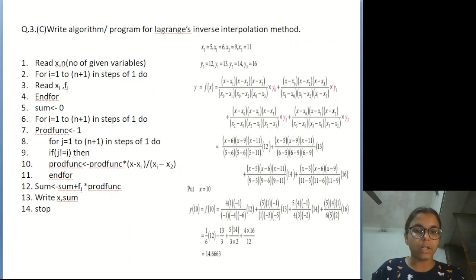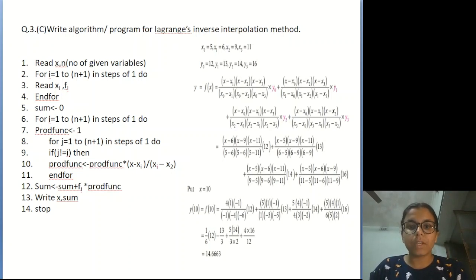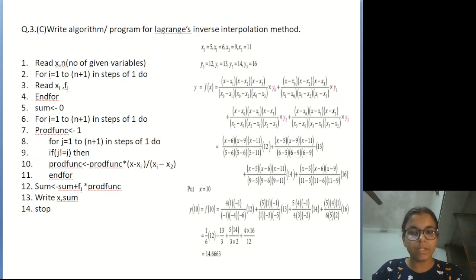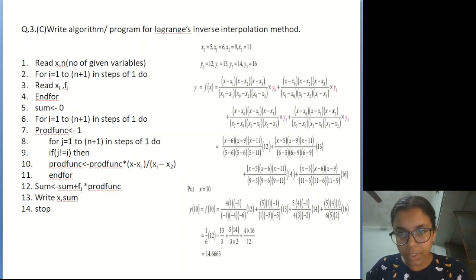where we would just keep a value if the value of j is not equal to i. If the value of j is equal to i, we would not get a desired result, and so now we would write our Lagrange's formula that we have learned in the previous video, that you could see here also, I mean to say in the photo.